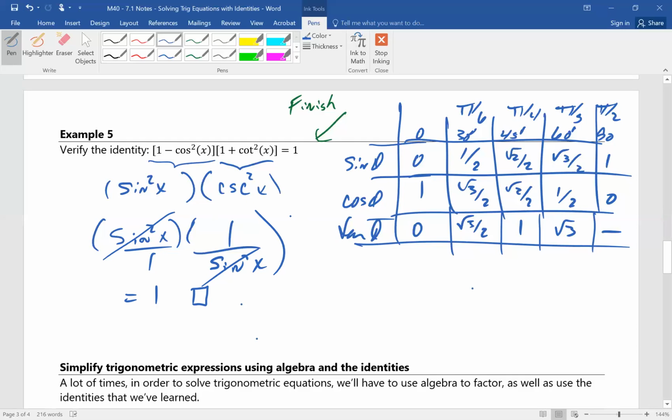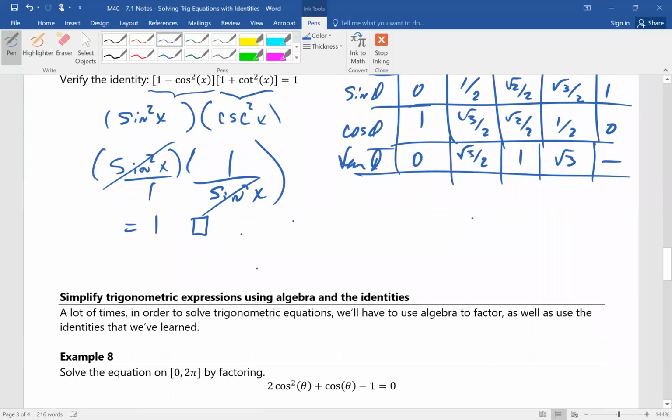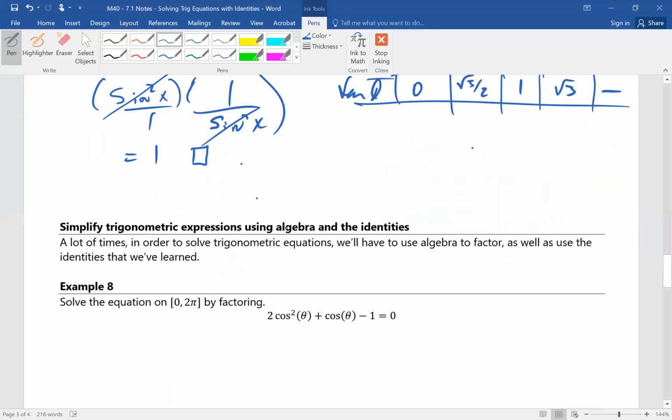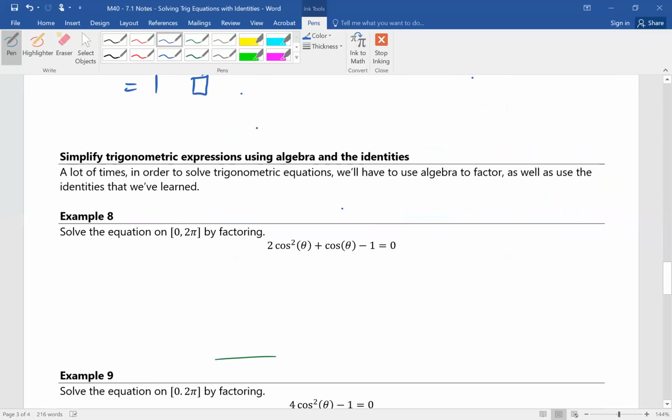The reason you need to be so good with all that is we're going to start actually solving trig functions and expressions with algebra and using all these identities. And it could be a little scary trying to look at some of these things. But, and so here's our problem. And hopefully I'm going to try to make it easy for you.